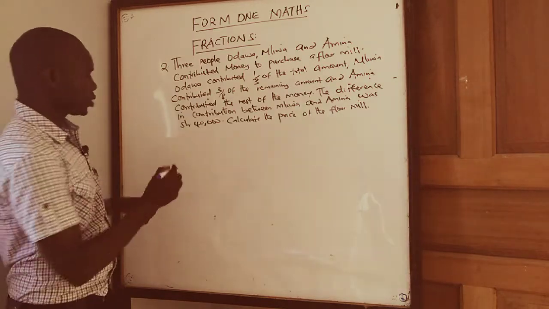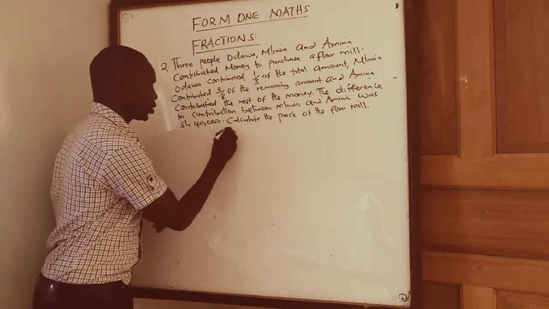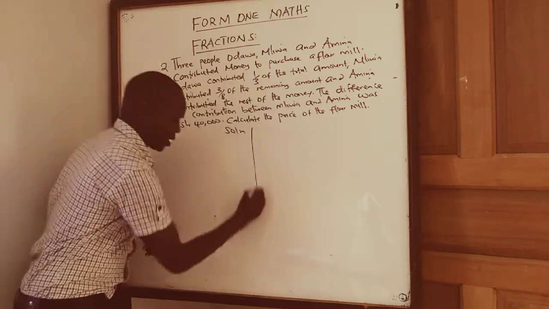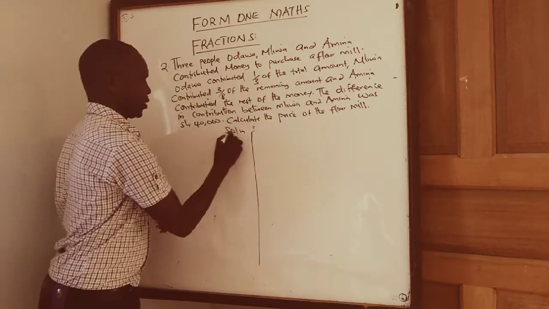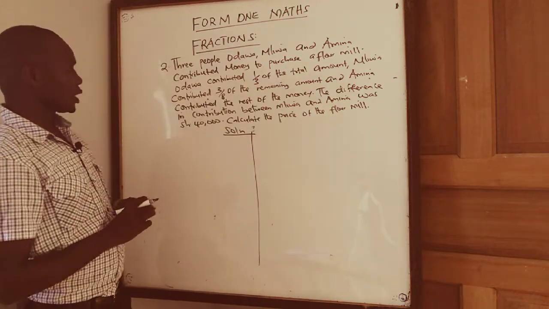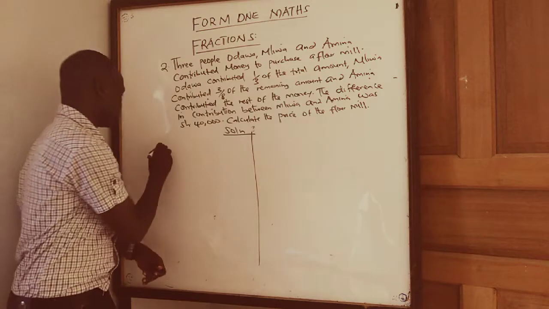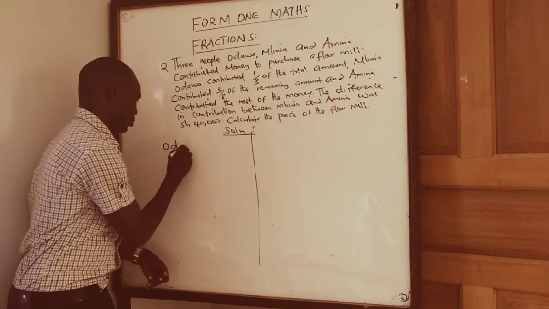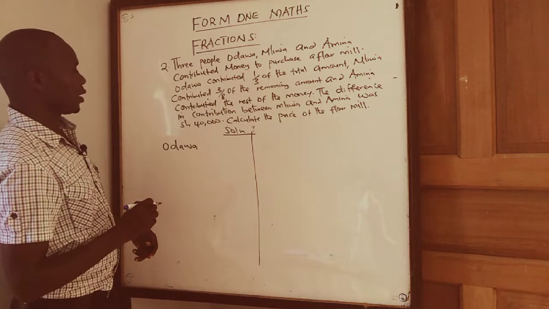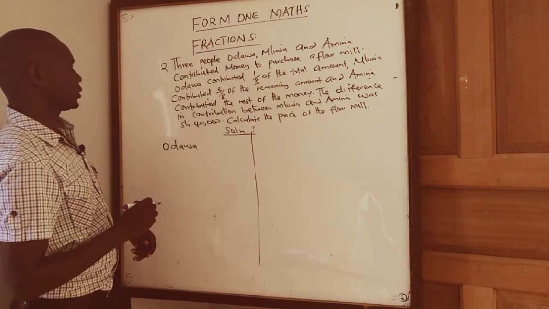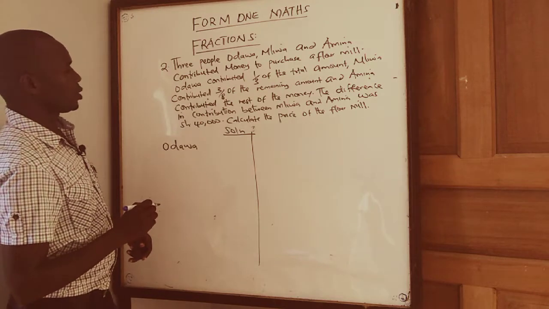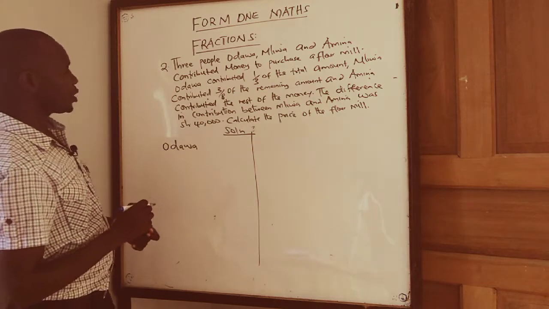Now, let us look at the solution to this question. I'm going to divide my working space into two. That is, we have Odawa here. We have Amina. And we have Mliwa.